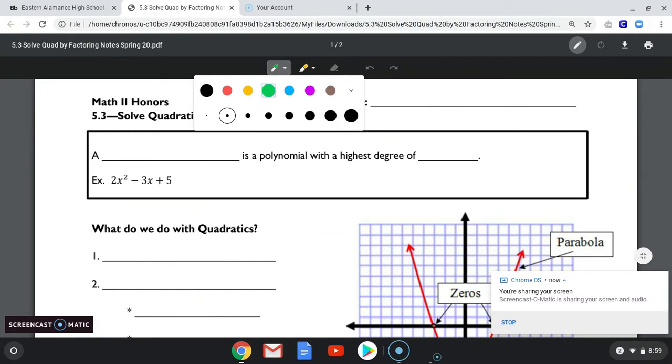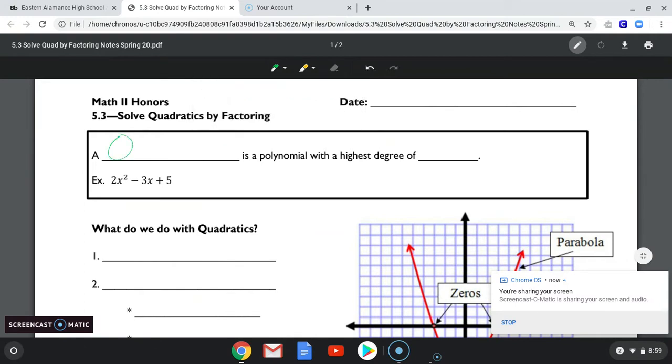Let me go ahead and pick up my pen color if you don't mind. Give me a second. Now I'm just going to use the word quad. A quadratic is a polynomial with a highest degree of 2. So in your example, 2x squared minus 3x plus 5 is a quadratic trinomial, means it has a degree of 2, and it has 3 pieces, so quadratic trinomial.